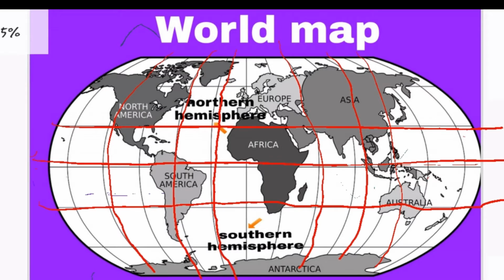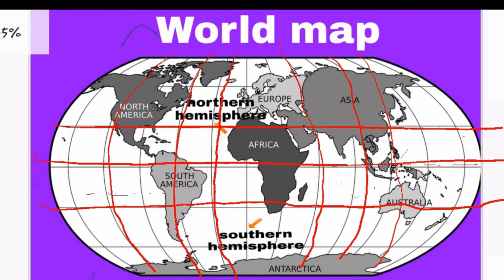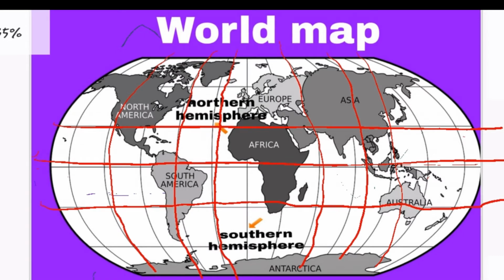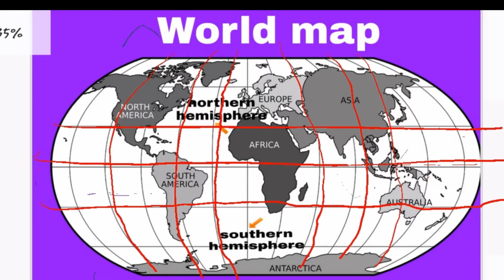And longitudes show us time. That means we can find what the time will be in such a country. What will the time be in Russia? What will the time be in China? So we can find out the time in such a country through the longitudes.